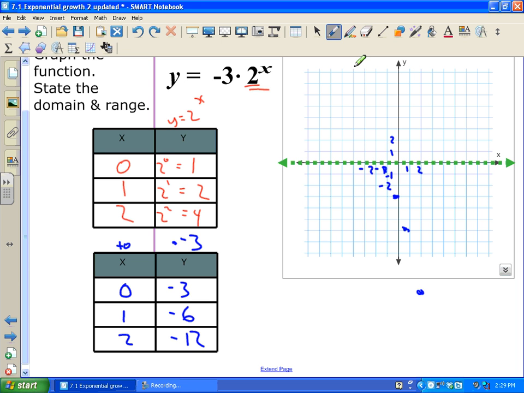But this time my graph looks different. This time it's going down instead of up. You should see that change. I went through my 3 points. And domain, range, x equals all real numbers. Y now is less than 0.